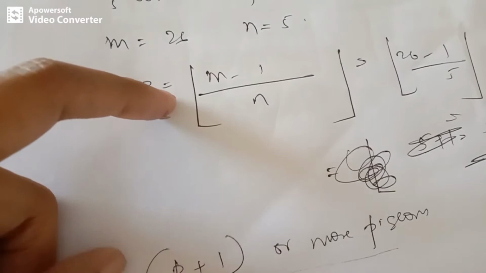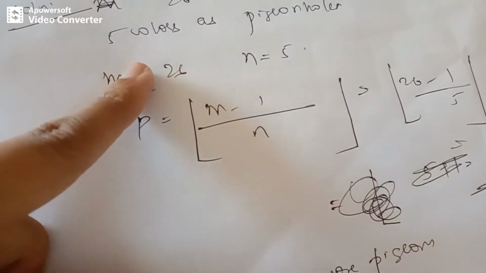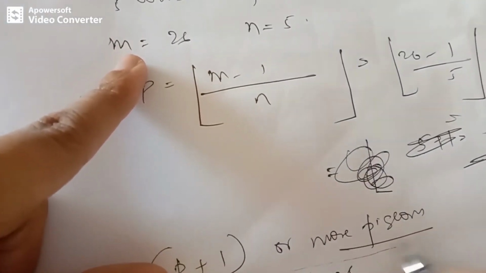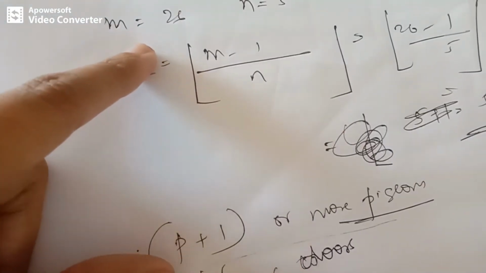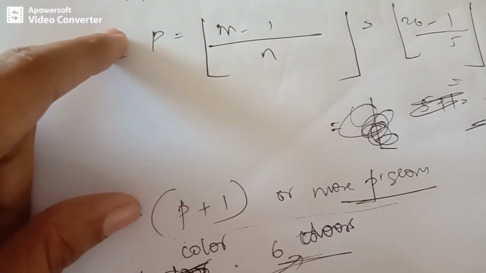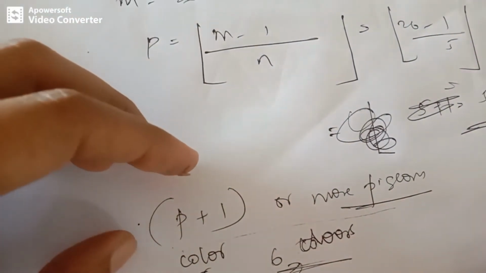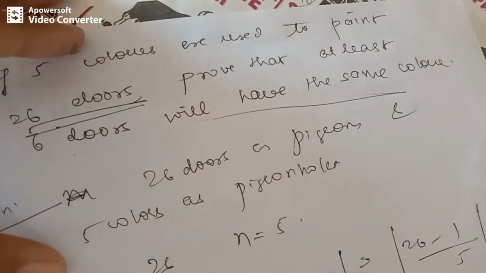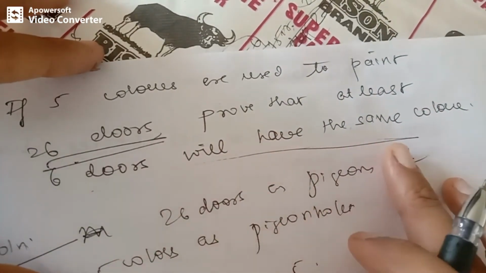At least what is a pigeonhole here? Pigeonhole is color, right? So at least one color will be applied to 6 doors. Pigeons, here, we have used doors. So at least one color, or at least the same color, will be applied to 6 doors, correct? So we can write that in terms of statements. If you understand the concept, you can write clearly in terms of statements. So by the pigeonhole principle, at least one of the colors can be assigned to 6 doors. So this is what we have to prove. We can also verify, prove that at least 6 doors will have the same color.